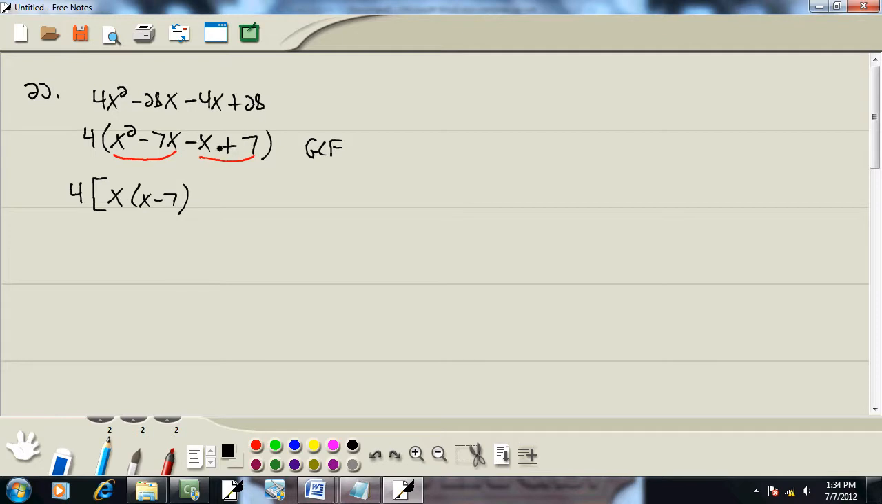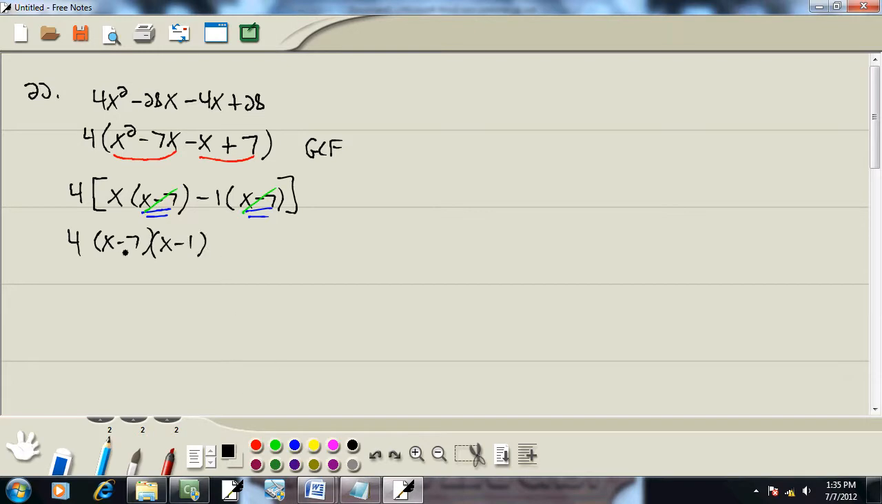Second group has nothing in common, but my first term is negative. Whenever your first term is negative, you always factor out a negative. So I factor out negative 1, which gives me x minus 7. Now with grouping, you're trying to get this parentheses the same as this, which they are. So I'm going to factor out the x minus 7. And to see what goes in your second set of parentheses, you can cross out what's inside of these parentheses, and what isn't crossed out then goes over here, which would be x minus 1.